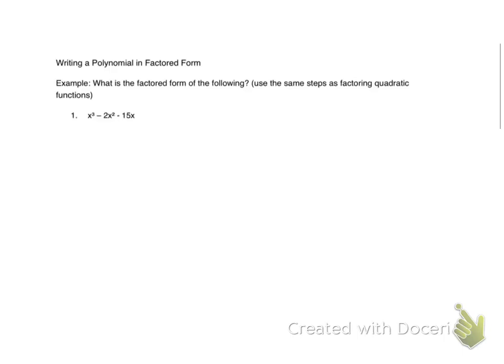Okay, so we're going to talk about, let me get to my slide here. We're going to talk about some different factoring methods. Okay, so the first method we're going to talk about is just using greatest common factor. So what is the factored form of the following? Use the same steps as factoring quadratic functions. So if you look at this first expression here, can you factor out a greatest common factor? Well, yes, you can factor out an x. And what you're left with is x squared minus 2x minus 15.